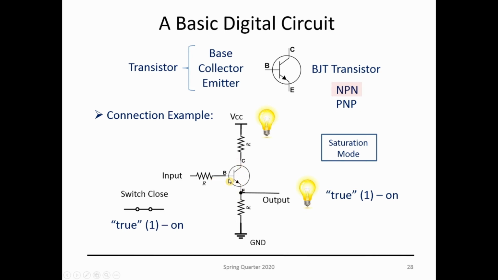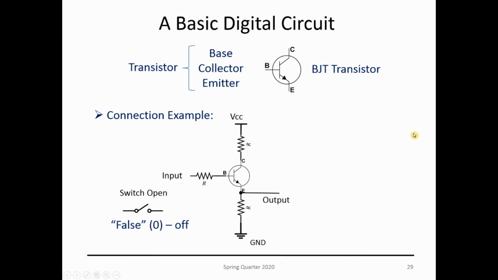It depends on the voltage that I put at the base. So if I put a voltage at the base, it closes the switch. If I don't put a voltage at the base, the switch is open. So it allows or not for current to flow between your collector and emitter. There is a different configuration that we can do, and before we go there, if I open the switch, it is in this cutoff mode, so it's false, it's 0.